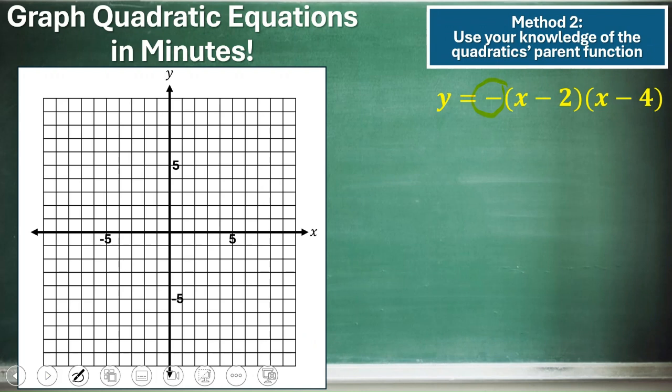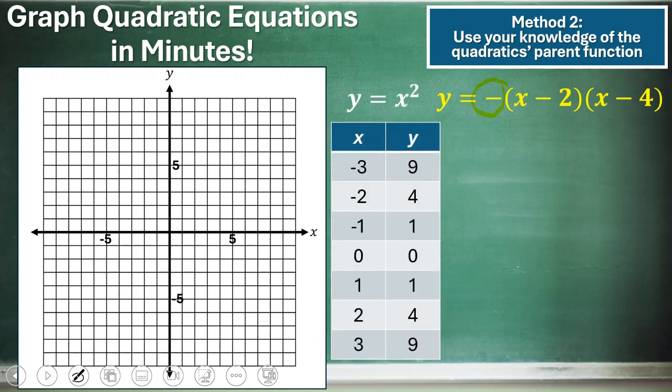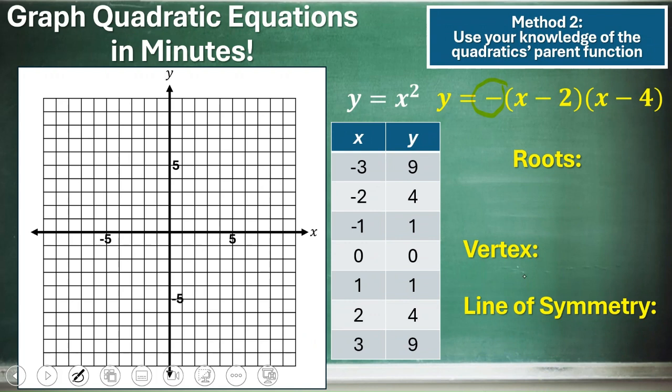Okay, so here is our table of the parent function for reference, and we're going to do this the same way we did on the last problem. We are going to start by finding the roots, and then we are going to go ahead and find the vertex and the line of symmetry. So our roots are 2, 0 and 4, 0. If you need a quick refresher on this, I do have another video on how to find the roots. Okay, our vertex is going to happen at 3 because that's directly between 2 and 4.